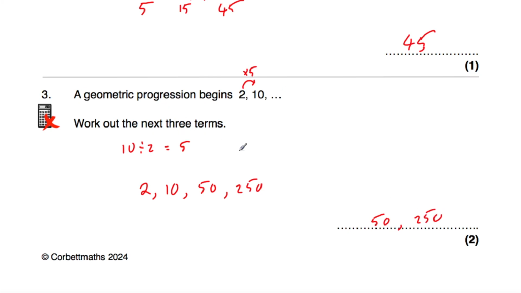We want 3 terms, so we're going to need to multiply by 5 again. It's a non-calculator question, so I'm going to take 250 and multiply that by 5. 5 times 0 is 0. 5 times 5 is 25, so let's put a 5 down and carry the 2. 5 times 2 is 10, plus 2 is 12. So that's 1250, and they would be the next 3 terms in the sequence. The sequence goes 2, 10, 50, 250, 1250, because each time we're multiplying by 5.